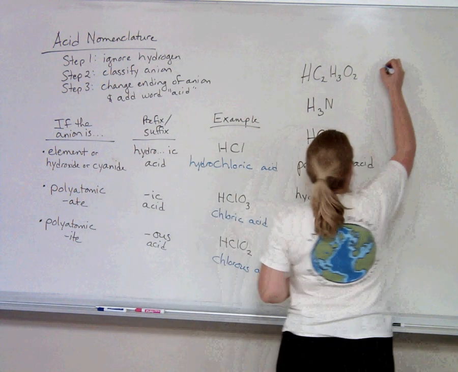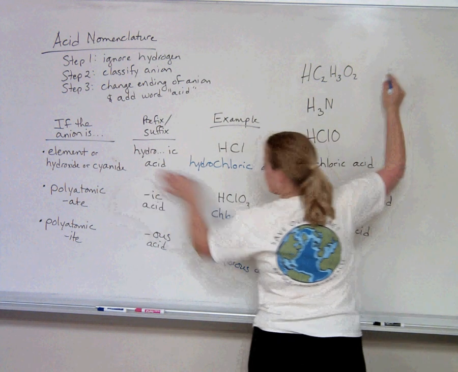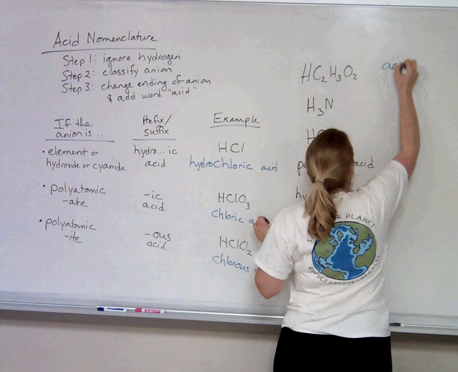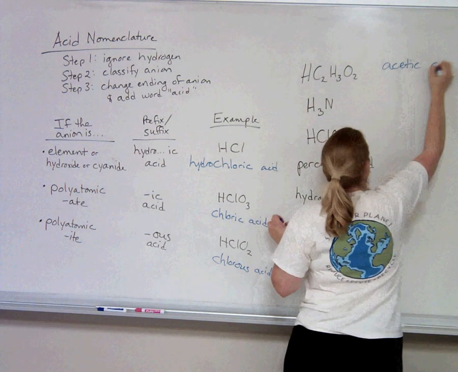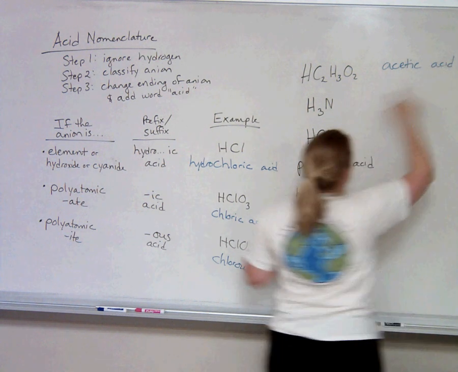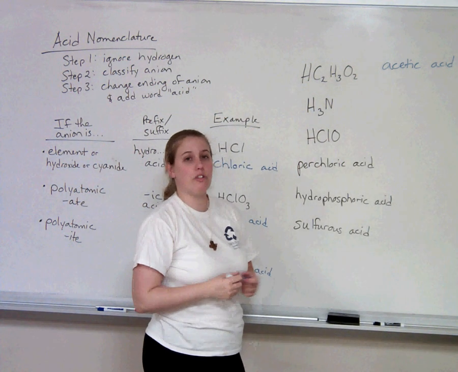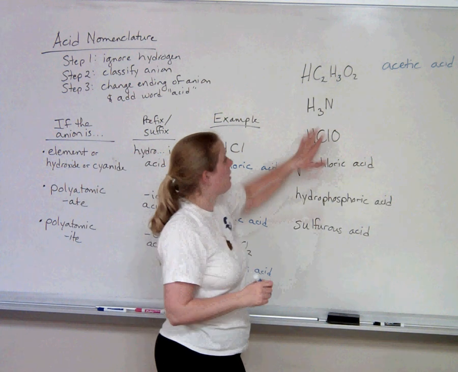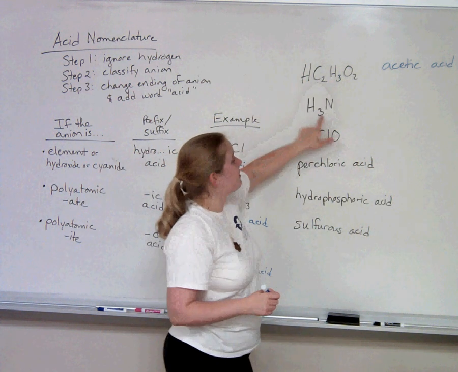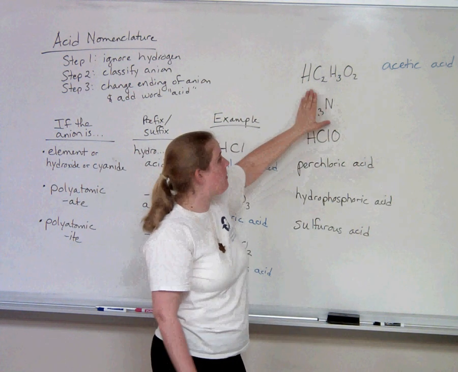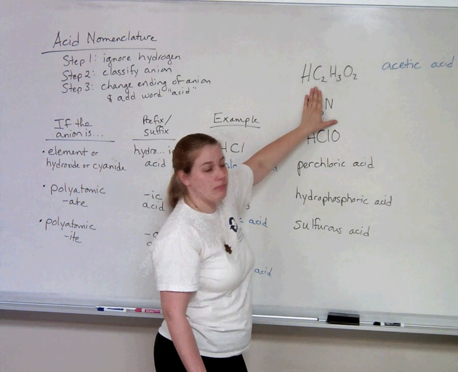So we're going to change the ending. If it's an ate, we're going to change it to ic and add the word acid. So this is acetic acid, which happens to be vinegar. Vinegar is a dilute version of acetic acid. All right, next one. We ignore the hydrogen. It does not matter that there's 3 hydrogens. Ignore them all. The 3 is only there to make the charge balance out to neutral.